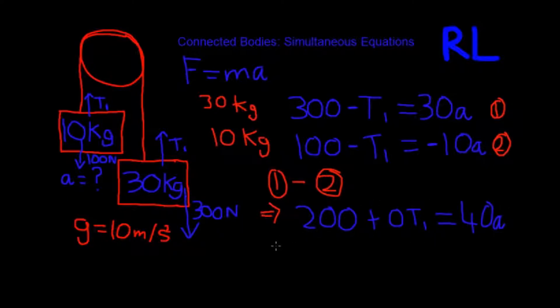Divide both sides by 40, and we get A equals 200 over 40, which equals 5, and the units for acceleration will be meters per second squared. And that's all you have to do to solve this kind of connected body question using simultaneous equations. You might also be asked to find the tension, and that can be solved the exact same way: take the value of A, which we've already found, sub it back into either one of these equations, and then find T1.